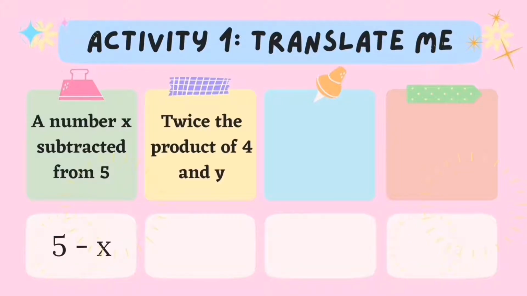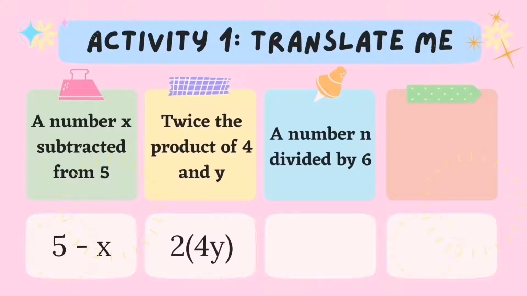Ngayon naman, proceed tayo sa next phrase which is twice the product of 4 and y. So, ang magiging sagot naman natin dito ay 2 times the quantity 4y. Ang clue word naman natin dito ay yung word na twice at product. Pag sinabing twice, imumultiply mo by 2. And then yung product, ibig sabihin ang operation na gagamitin ay multiplication.